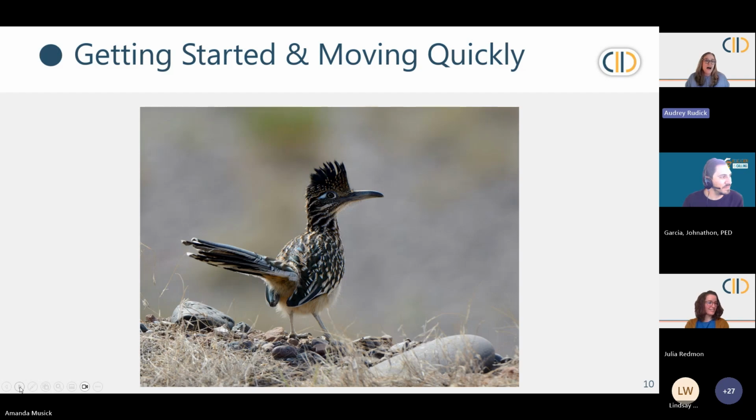Absolutely. And so from your CID perspective, with Julia, your CID hat on, what did you do to support this pace of work? Because this was unusual for us from a TA perspective as well.